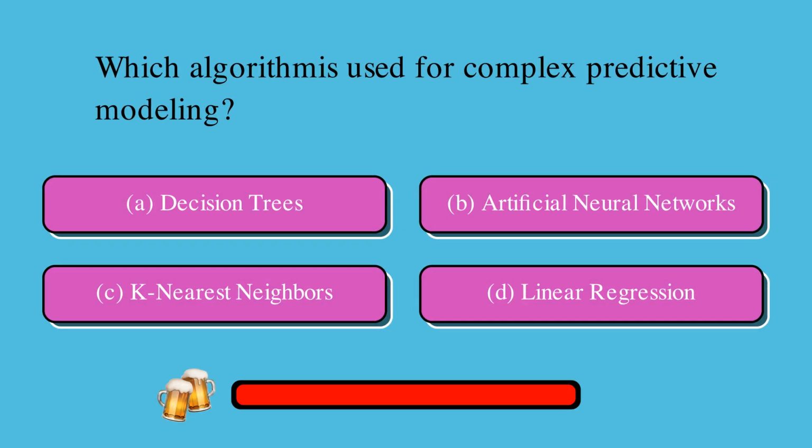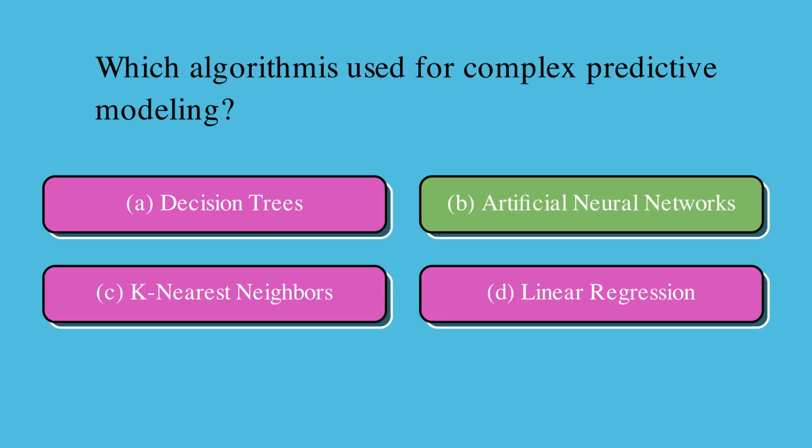Which algorithm is used for complex predictive modeling? Is it A, decision trees, B, artificial neural networks, C, k-nearest neighbors, or D, linear regression? The correct answer is B, artificial neural networks.